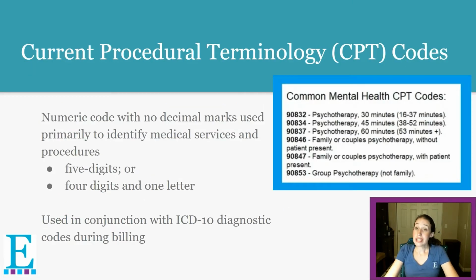So we use CPT codes for billing. CPT stands for Current Procedural Terminology, and here are some common mental health CPT codes you will see. It's going to be a five-digit code. In some cases, it will be 4 digits with 1 letter at the front of it, and we use it to bill. We use this with a diagnosis code in order to receive reimbursement from the insurance companies.